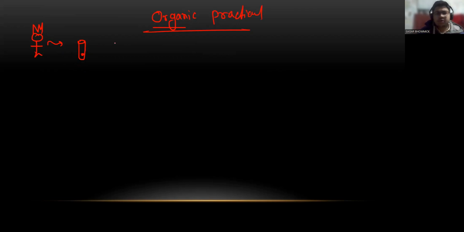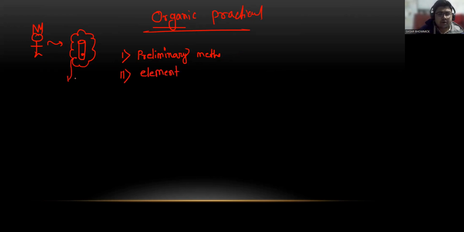Now to approach the final structure or final groups present in this compound, there are 3 steps you should follow. First is the preliminary method. In this method, you cannot exactly tell what is present, but you can predict that this type of compound should be present. Second one is the element test. I'll tell you why. In that organic compound, there may be functional groups such as nitro, amino, carboxylic acid, OH.